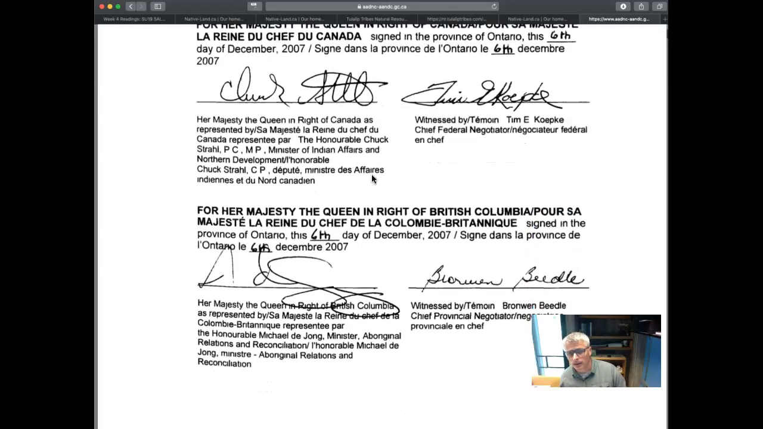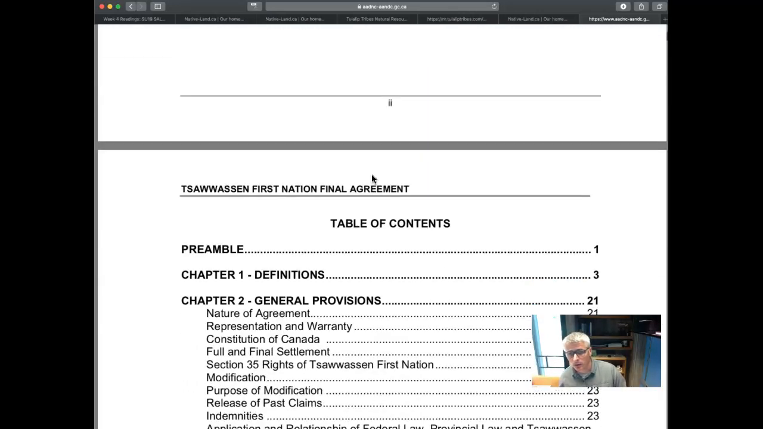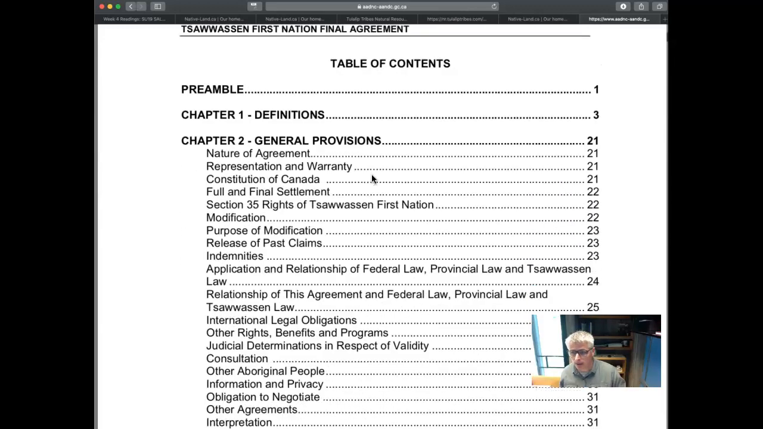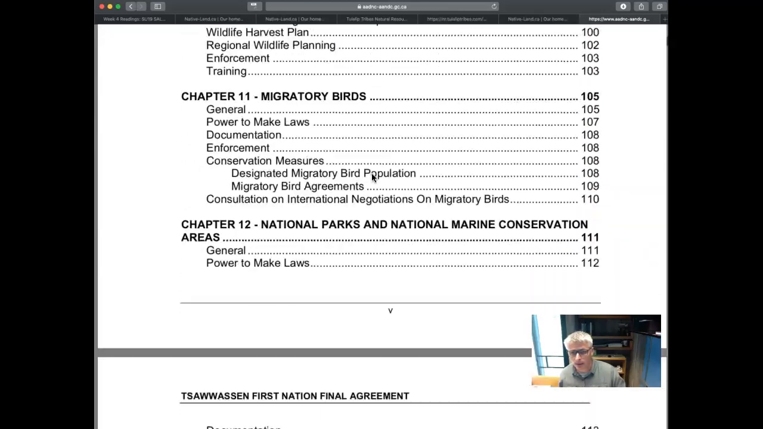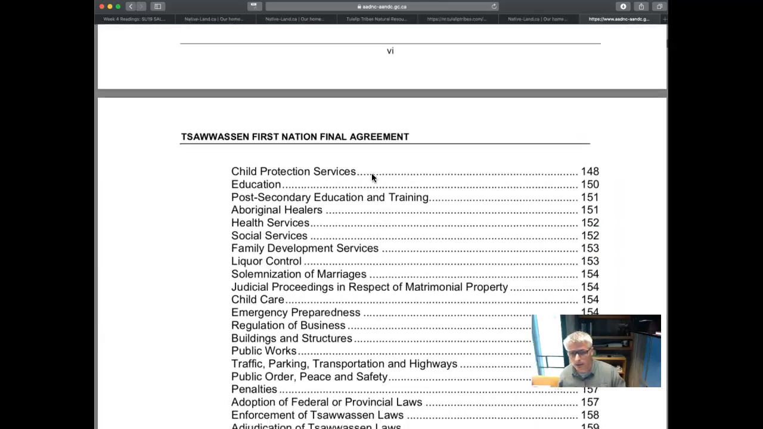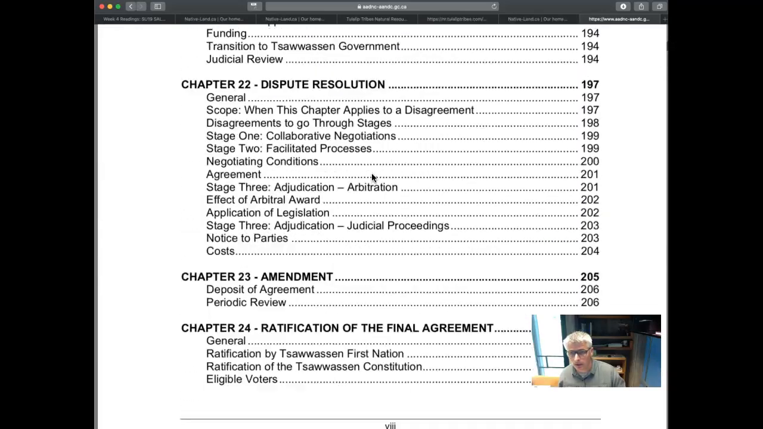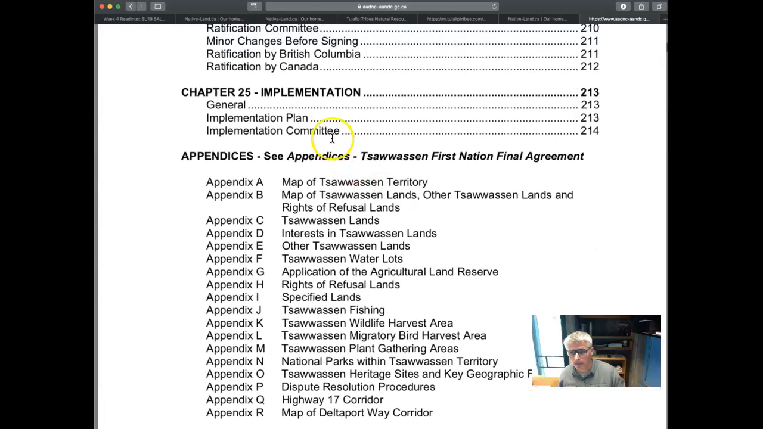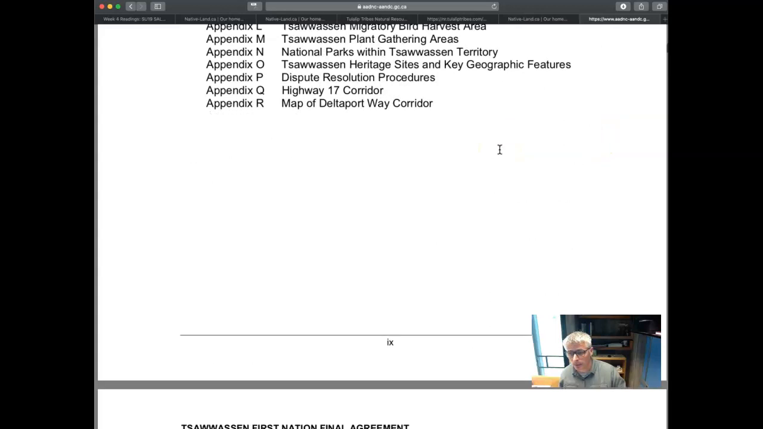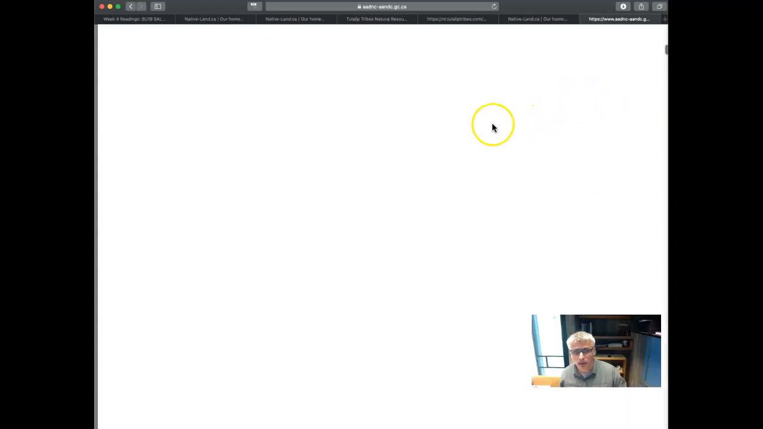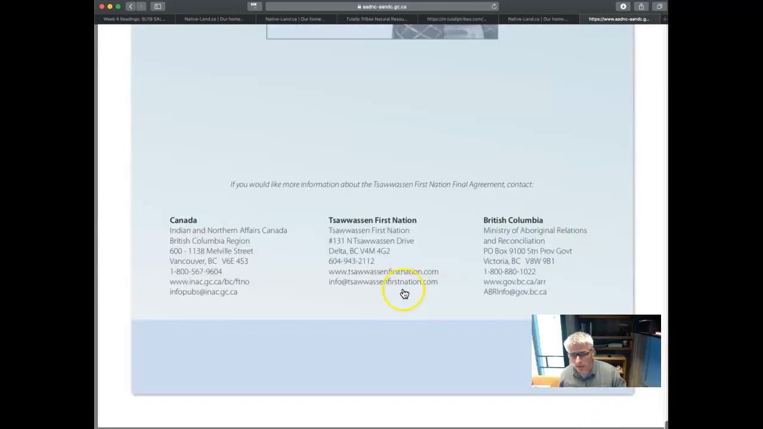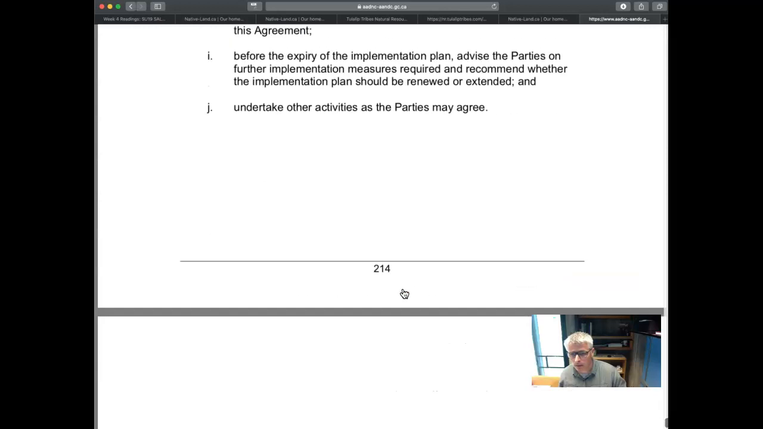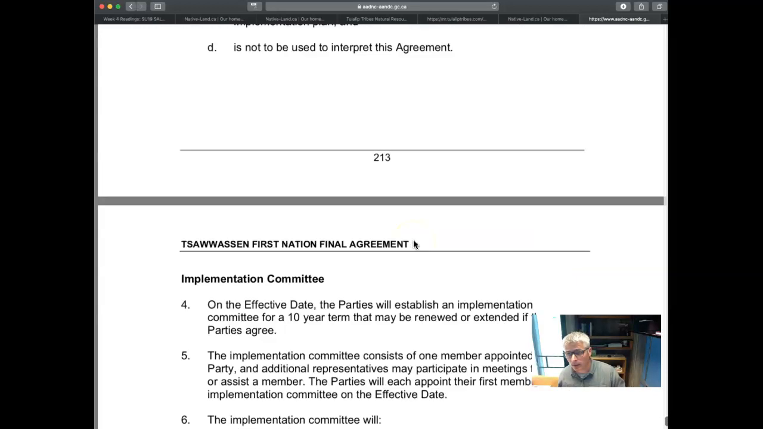It's worth comparing this treaty to the Point Elliot treaty. The first thing that's of note is this treaty is still going. This is just the table of contents. It says 214 pages plus a number of appendices. Let's see if I can jump to the end here. So, 214 pages plus the appendices.